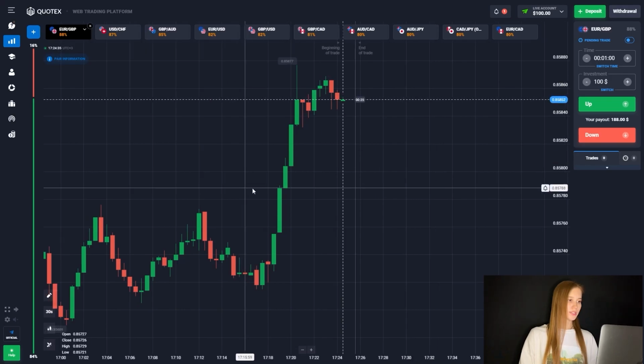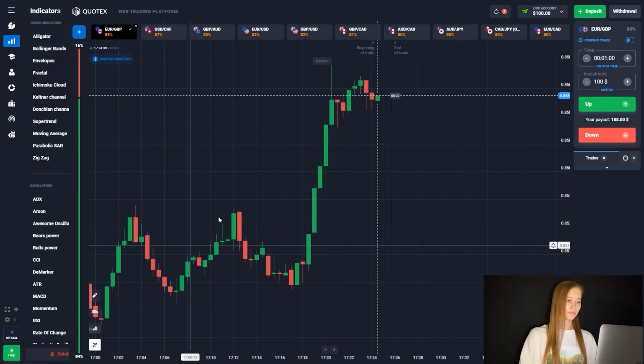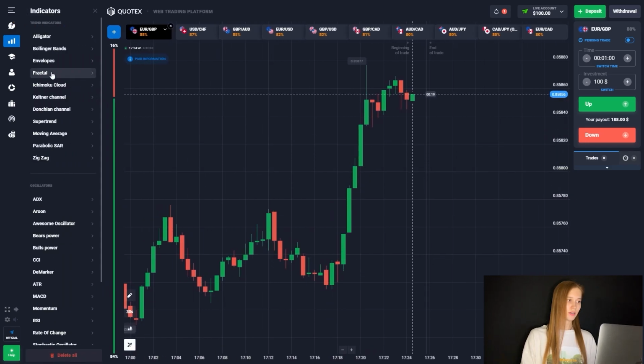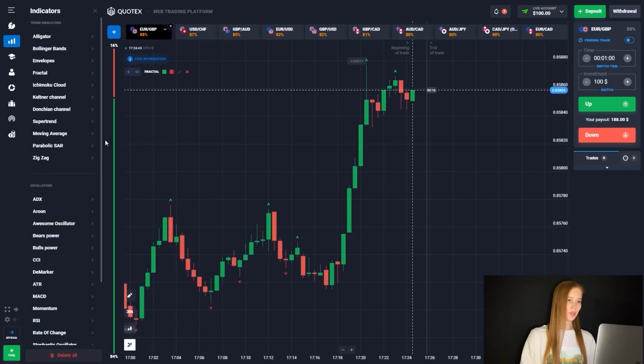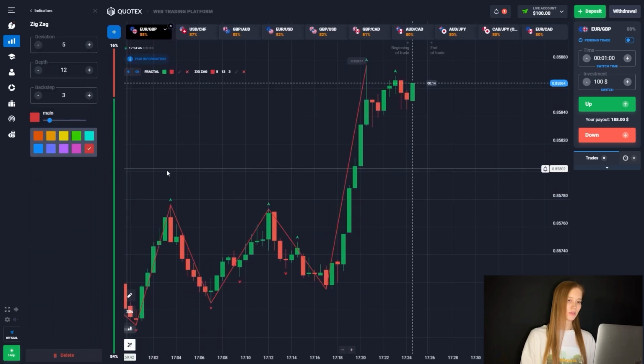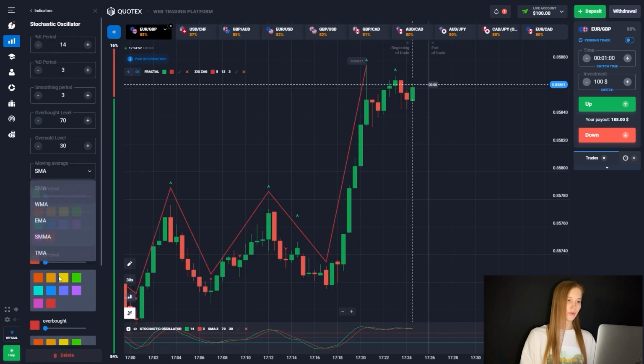So let's start our trading session and add our indicators. First one will be a fractal. The second one will be the zigzag indicator. Everything is the same settings.